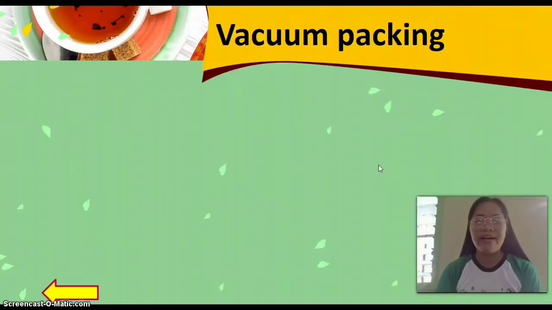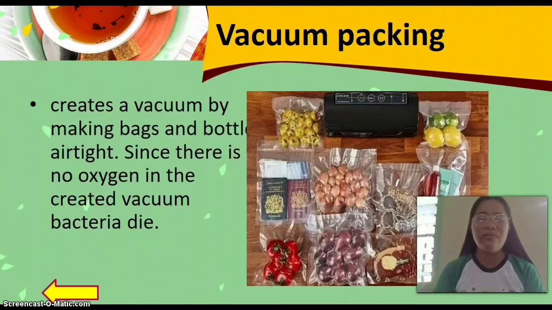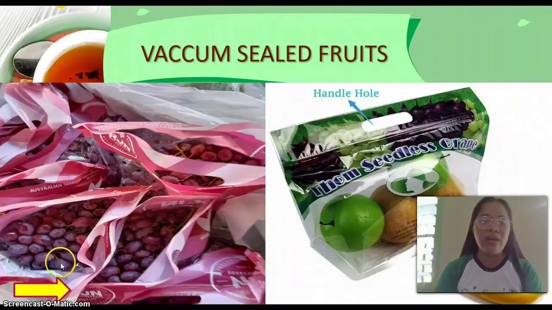Next, vacuum packing. Very good. Vacuum packing creates a vacuum by making bags and bottles airtight, since there is no oxygen that can create bacteria. Most example of vacuum packing is the fruit. Look at the example. Grapes and bananas, pomelos, and others. They are being sealed into a vacuum sealer.